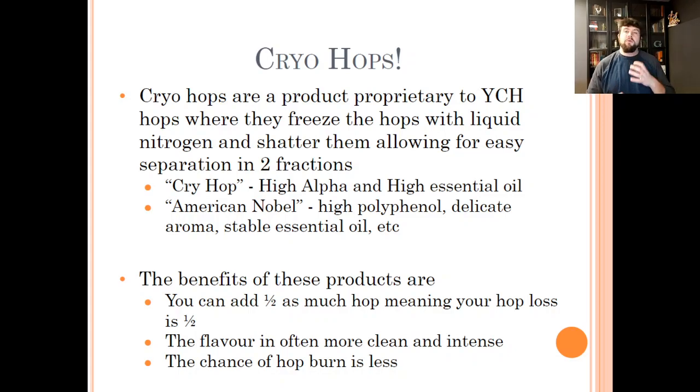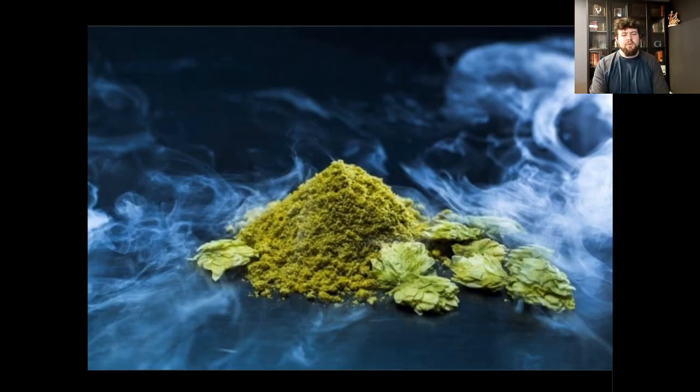Now, American Noble is the green portion, the fraction of this process. And this has a much higher polyphenol content, usually much more delicate, much more stable essential, more classic essential oils, kind of those old school German noble characteristics, which can be very, very nice in things like saisons or lagers or sours and things like that. So they do both have a purpose. Now that we can separate these two things out, it gives us a bit more potential, a bit more control as well. And that's what cryo hops are.